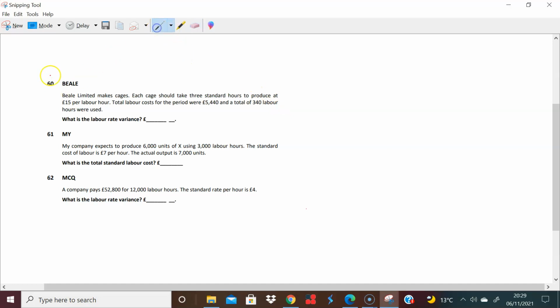Okay, so question 60. Beal makes cages, and what we have here is that each cage takes 3 standard hours to produce, at £15 an hour. So I'm paying £15 an hour. That is the standard labor. Total labor cost for the period was 5,440 and a total of 340 labor hours were used.